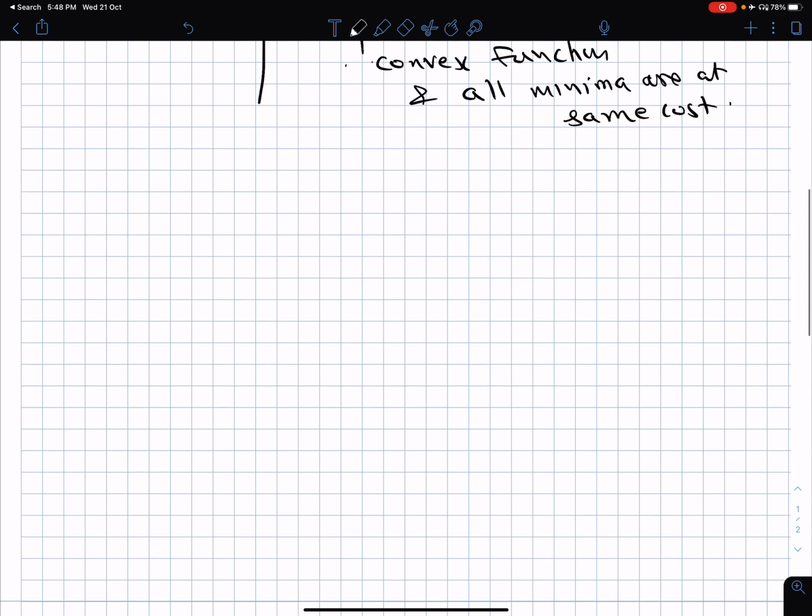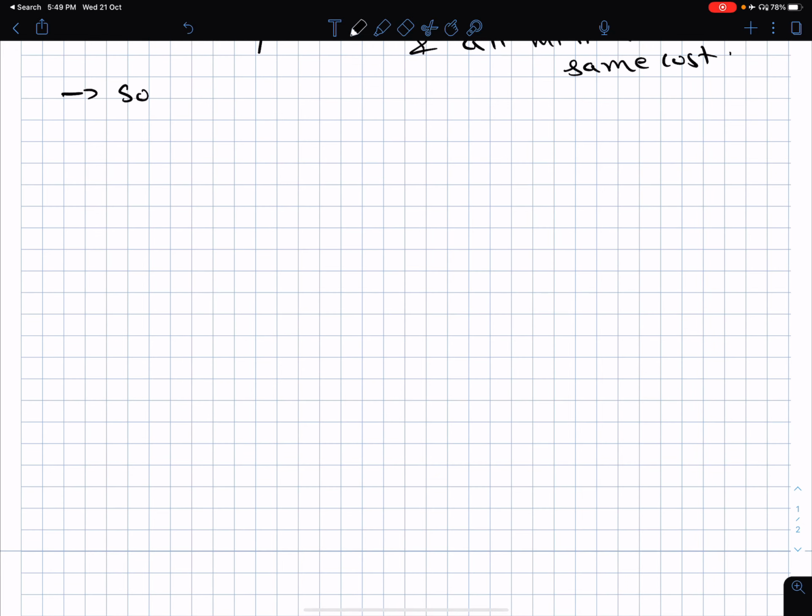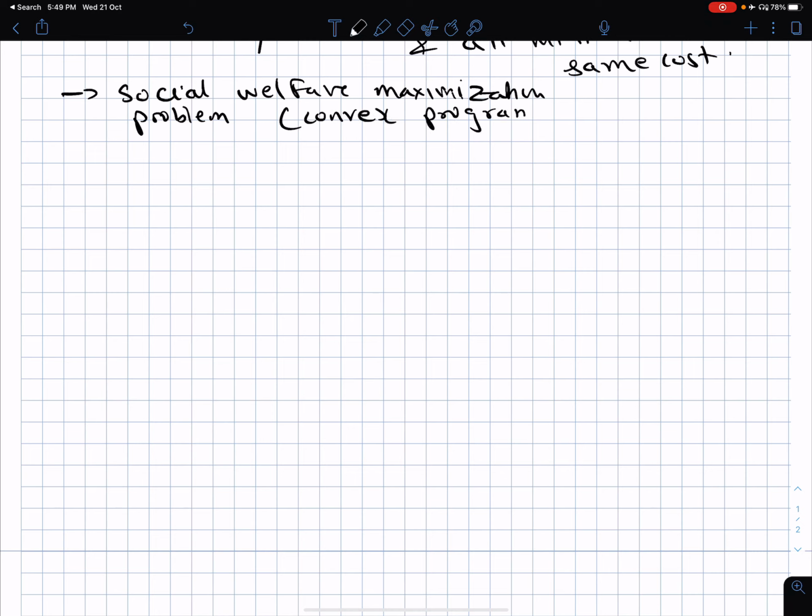So, with this very brief introduction, the value of convex optimization is that whatever you get as a local minimum is also a global minimum, and that many real life problems, for example, in economics, we have what is known as a social welfare maximization problem. These are problems which are basically convex programming problems, and I will discuss a few more examples later on.